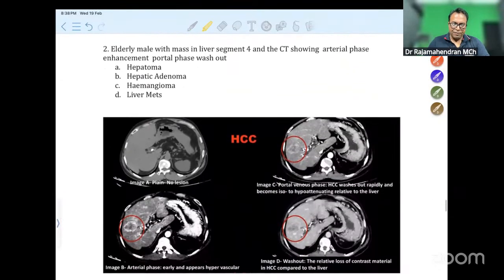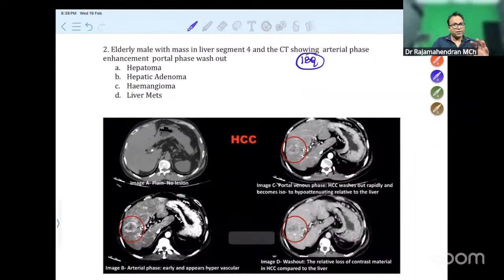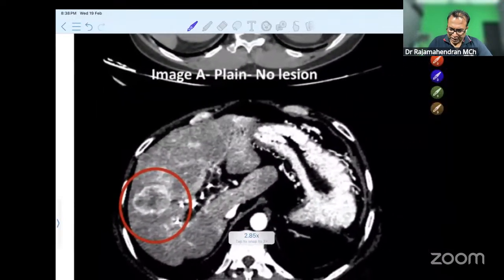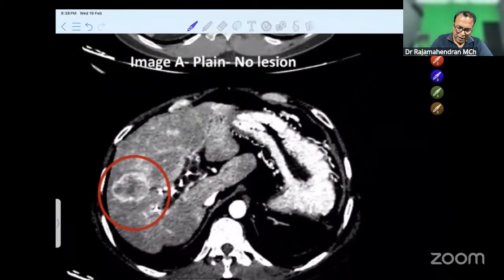Next, an elderly male with a mass in liver segment 4. Actually, this was not the exact segment given in the image. It was an image-based question. I didn't get that image. So just remember, elderly male with a mass in segment 4. CT scan showing arterial phase enhancement and portal venous phase washout. It is a very basic question. No theory was given. They just gave a patient with a mass and these two pictures. For example, this picture was given as one phase called the arterial phase. Don't forget.